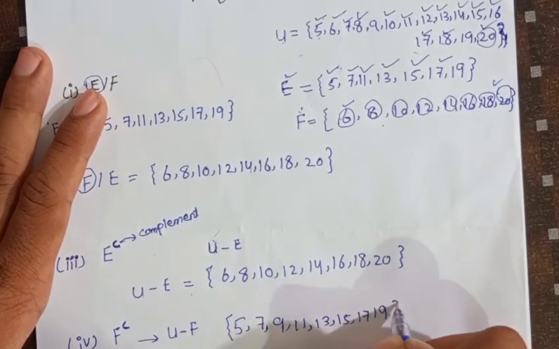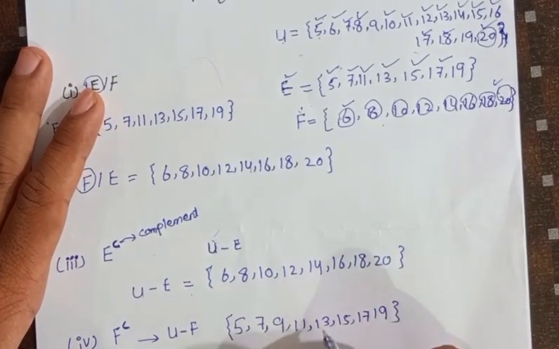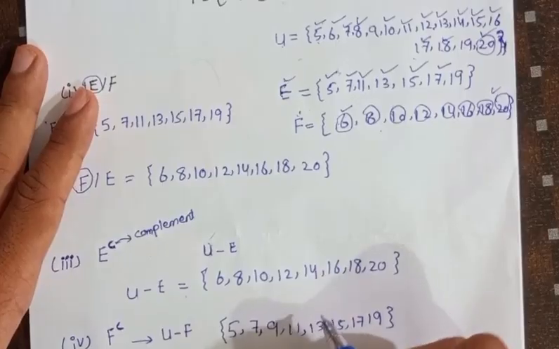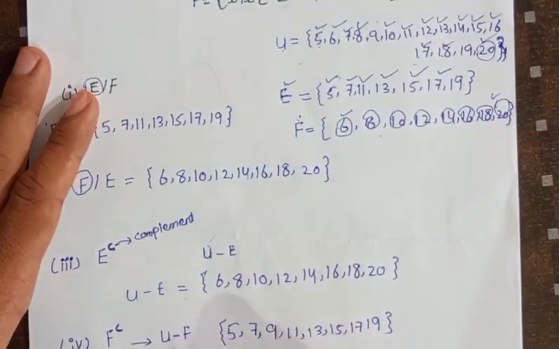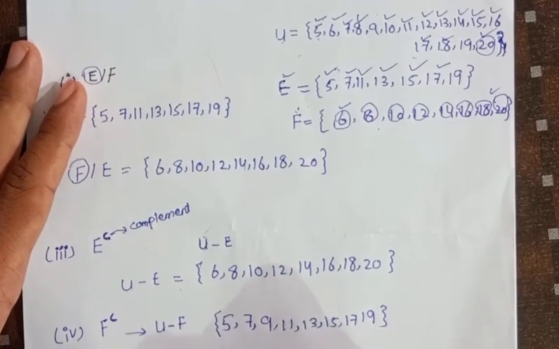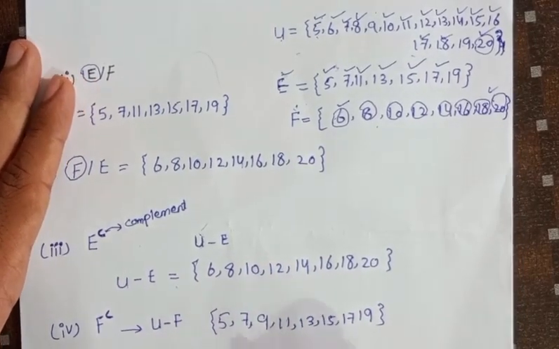These are not common. These are the remaining elements of the U set. This is F complement, that is, U difference F. We can find the complement likewise.